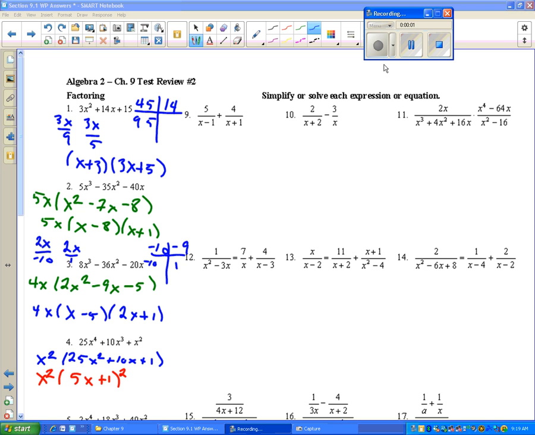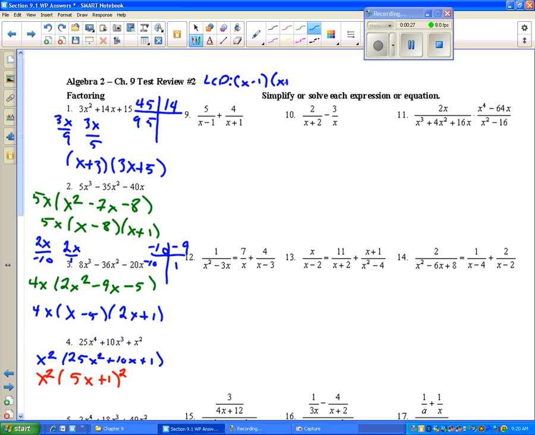So here you go, the second video, number 9. Well, let's look at number 9. We have a denominator of x minus 1 and a denominator of x plus 1. I'm adding two fractions. So when I finish up, I need to have one fraction with the common denominator. What is my LCD? Well, for this denominator, I need an x minus 1. For this denominator, I need an x plus 1.